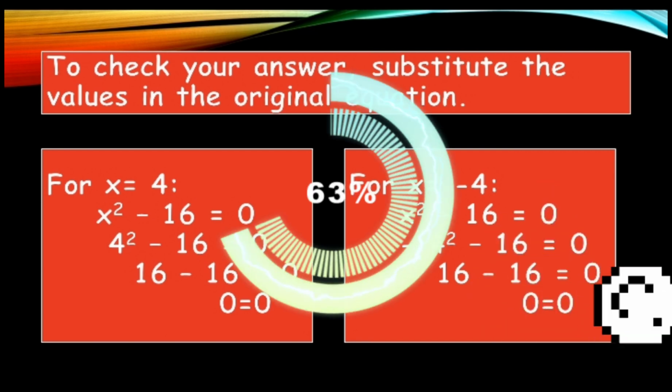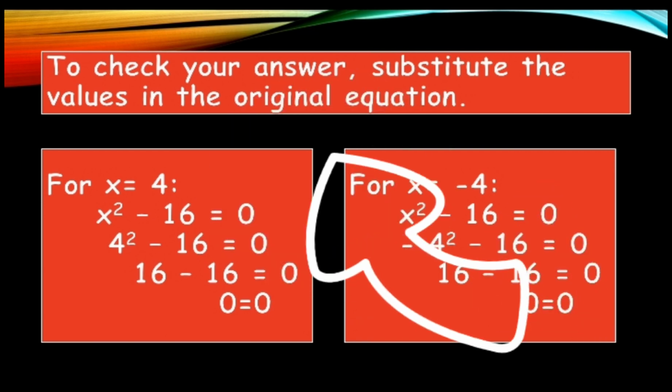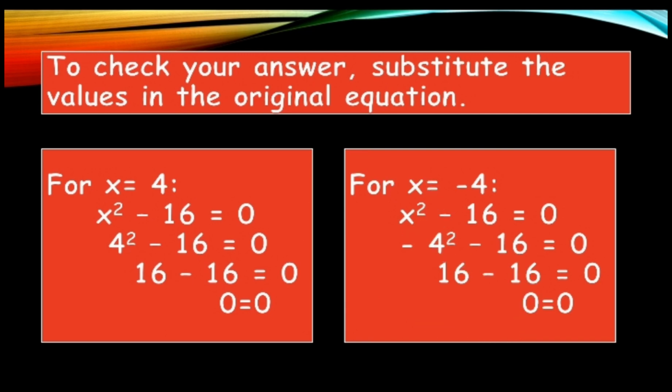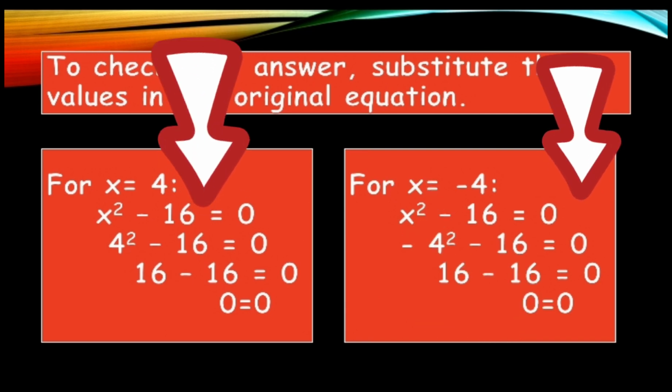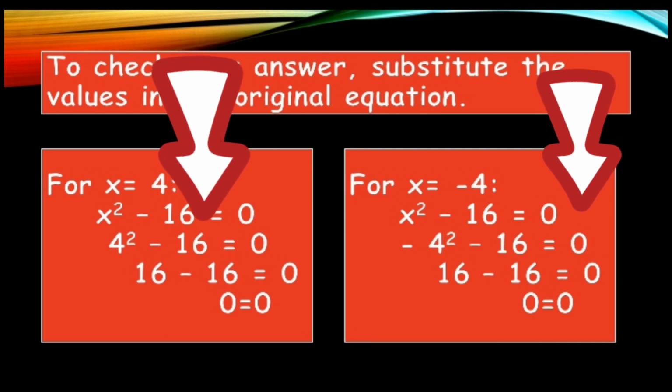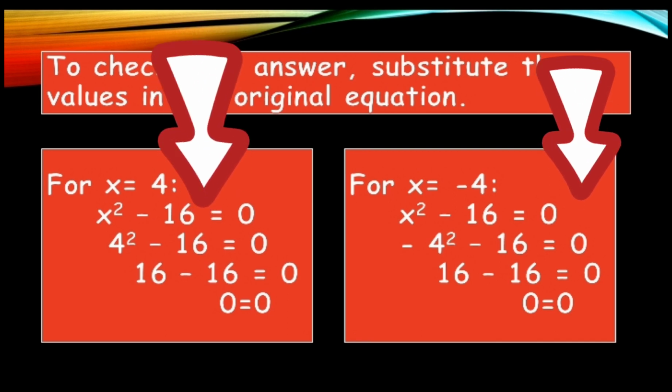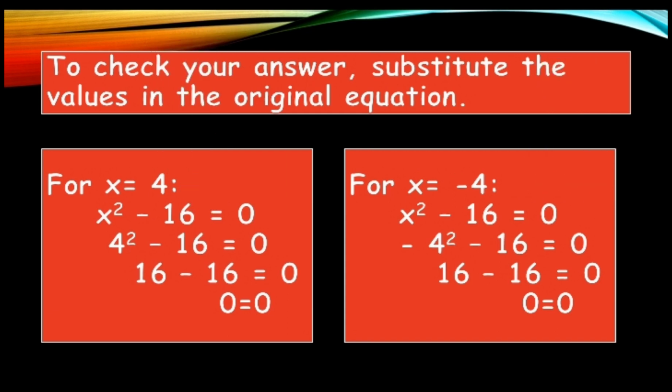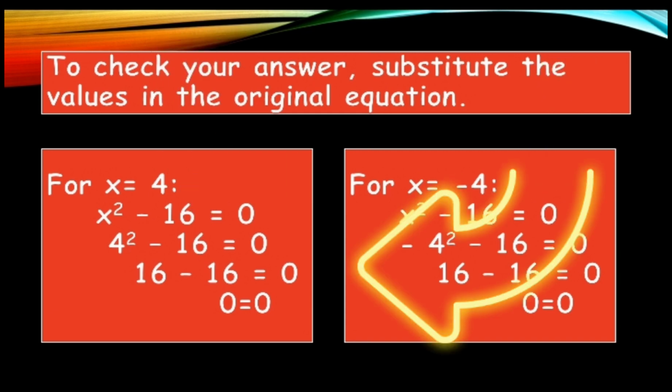So to check your answer, substitute the values in the original equation. So, dalawang sagot natin. We have positive 4 and negative 4. Ang ating original equation ay x squared minus 16 is equal to 0. So, since si variable ay napapalitan or si x ay napapalitan, tandaan, ang x napapalitan yan. So, substitute na natin si positive 4 kay x.